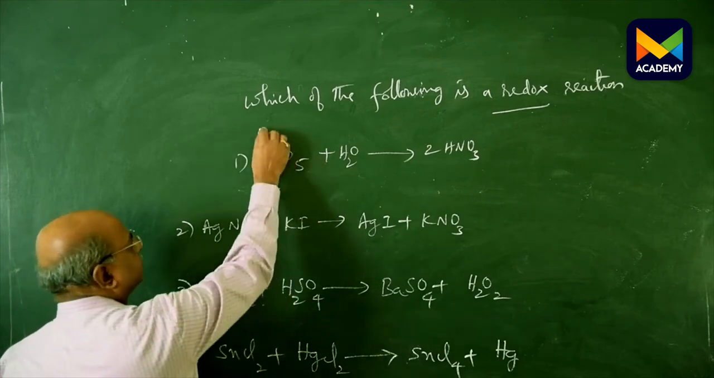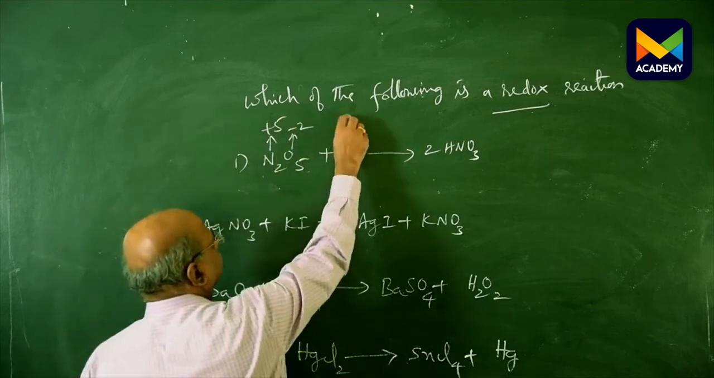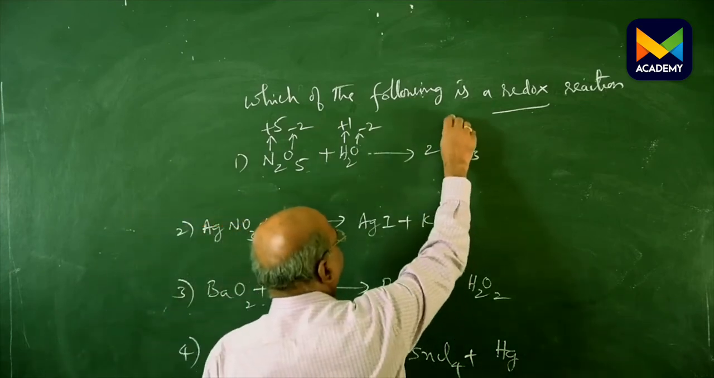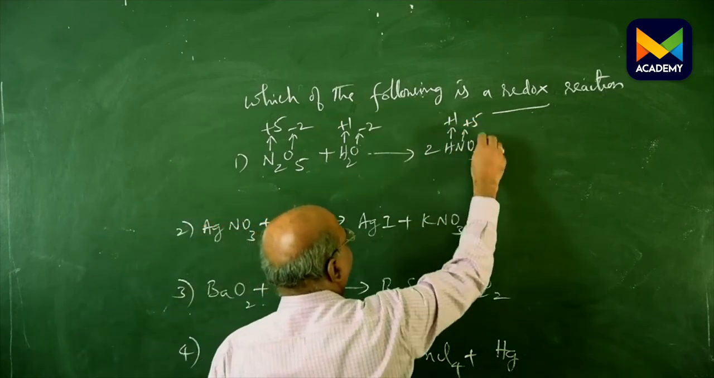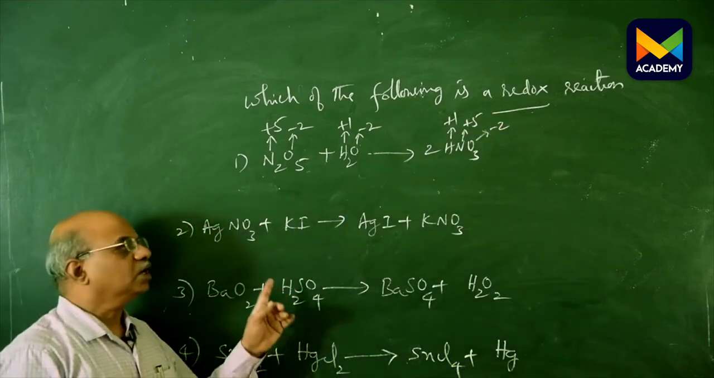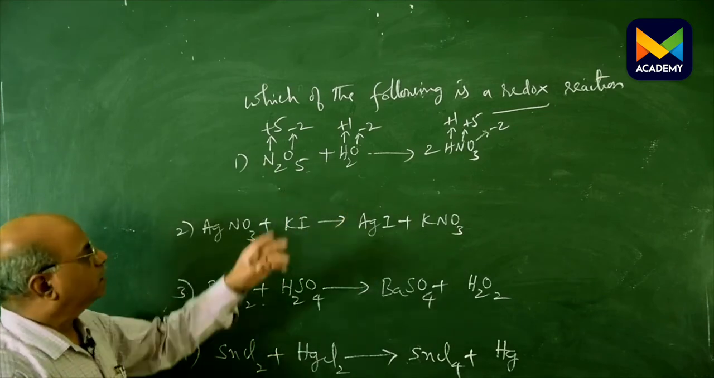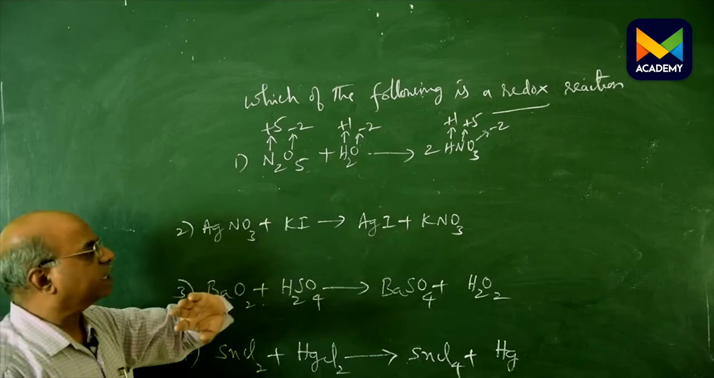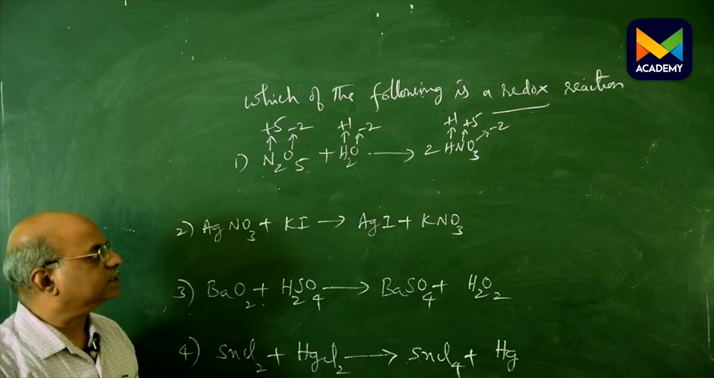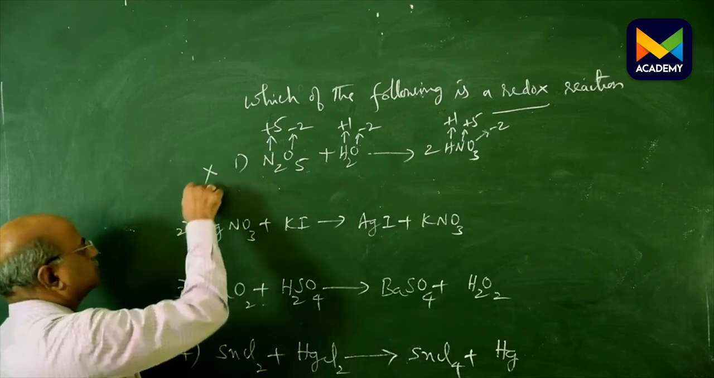Here oxidation state of nitrogen is plus 5, oxygen is minus 2, hydrogen plus 1, oxygen minus 2. Here hydrogen plus 1, nitrogen plus 5, oxygen minus 2. Of course, you must be familiar with the oxidation state concept, rules you have to learn, thereby you can identify. Now you can see nitrogen is having plus 5 either side, oxygen minus 2 either side, hydrogen plus 1, plus 1. Therefore, no element is changing its oxidation state, it cannot be the answer there.